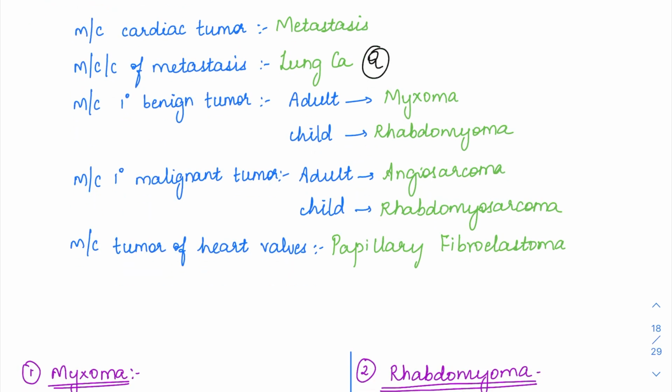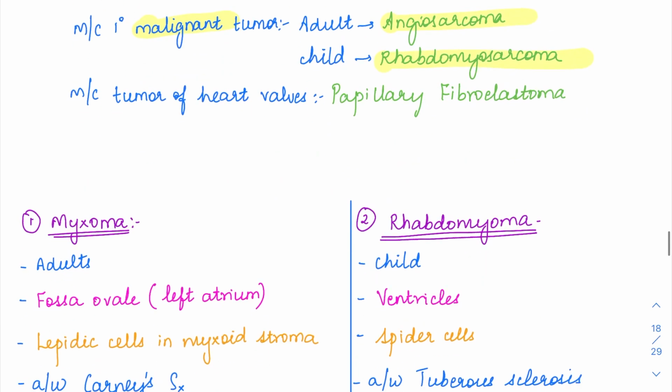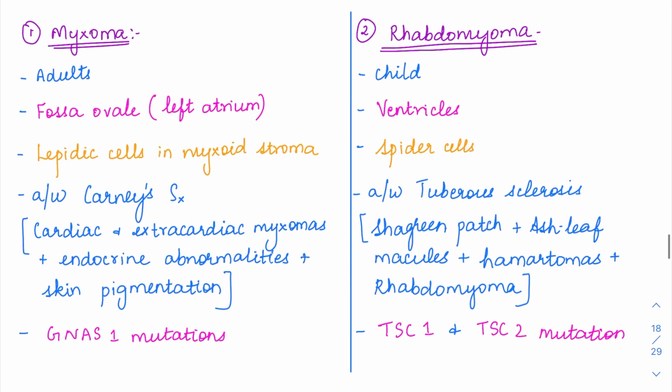But if they ask about the primary tumor in the heart, and if it is a benign tumor, so if it's a child, it is going to be a rhabdomyoma, while if it's an adult, it is going to be a myxoma. However, if they ask what is the most common primary malignant tumor, in a child, it is going to be rhabdomyosarcoma. In an adult, it will be an angiosarcoma. And in heart valves, the most common tumor will be a papillary fibroelastoma.